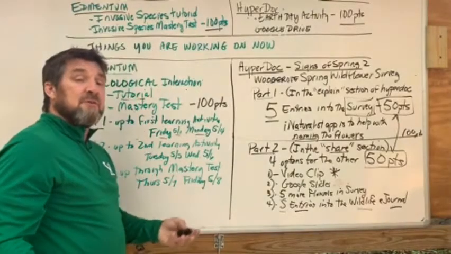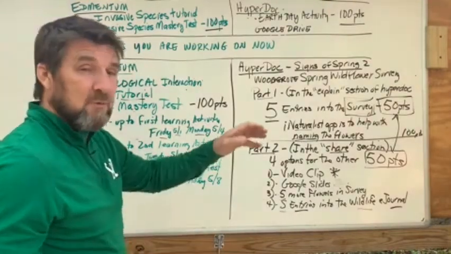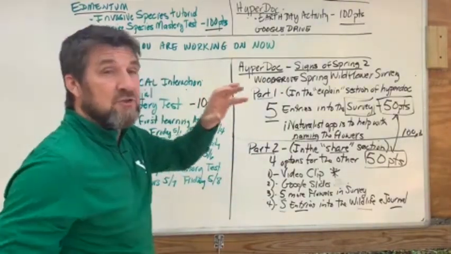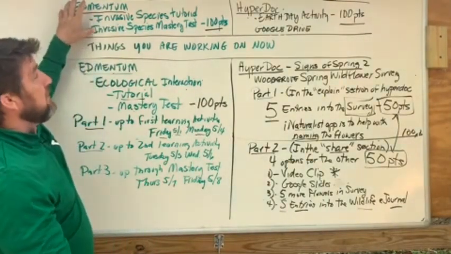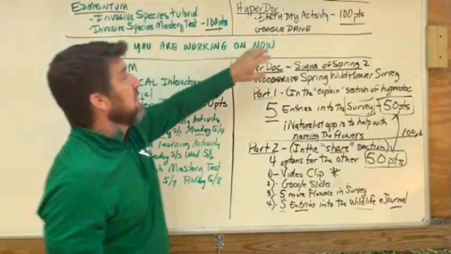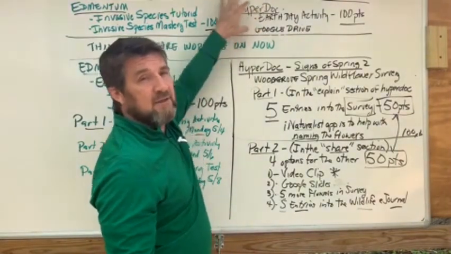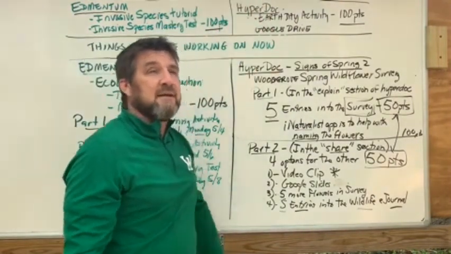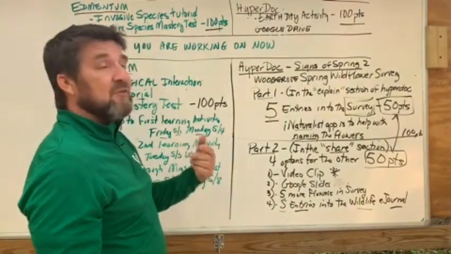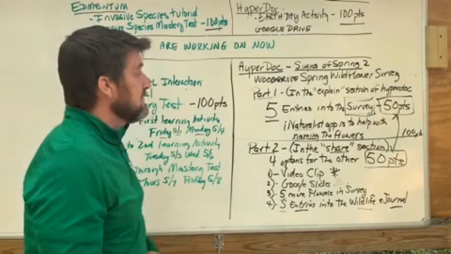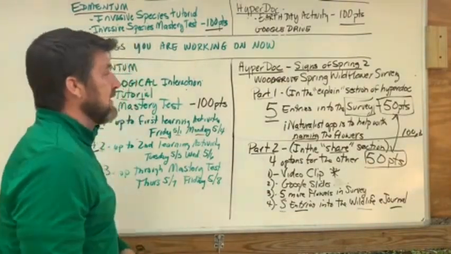Okay, so to wrap this section up real quick, so I can move on to the other stuff on the board. Things that should already be done: in Edmentum, the invasive species mastery test and the Earth Day activity. Those are both 100 points. Those should both be done. If you're not seeing it in your grade book, then please email me if you've already done it. You probably did it after the time I put the grades in there.